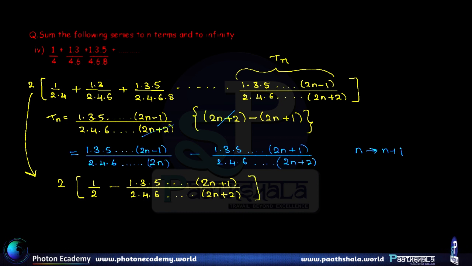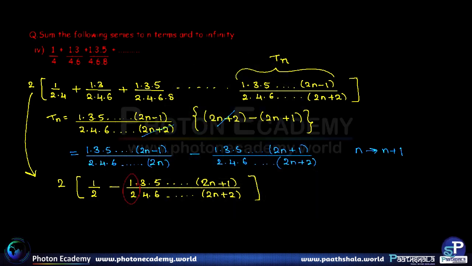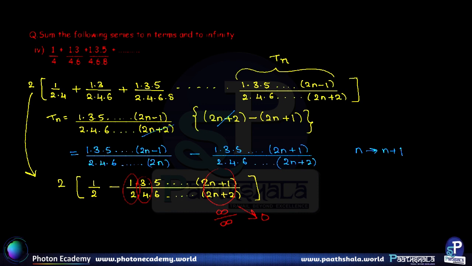Okay, so this is our answer if we are to find the sum up to n terms, and if we have to find up to infinite terms, this is basically a ratio, and over here it will give a ratio of infinity upon infinity, so that is just 0. So this will become 0, and in that case our answer will be 2 into half, so that is 1.